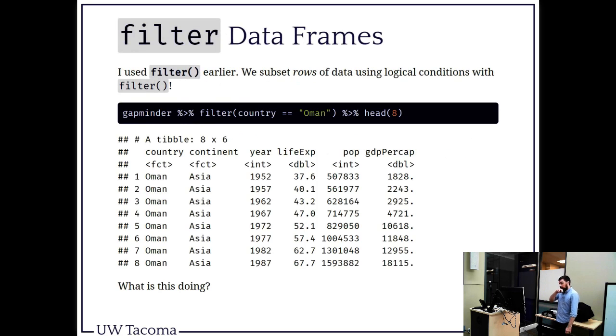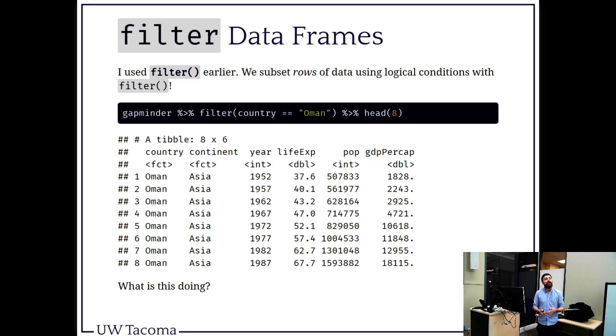Okay, so I used the filter function earlier as an example. Filter's a pretty intuitive function. In dplyr, if we want to subset the rows of our data, we can do it with logical conditions, logical statements in the filter command. Filter is a way to subset specific rows in your data.